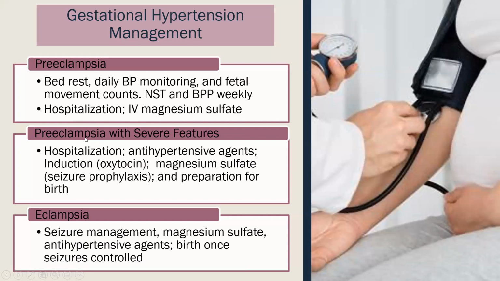If it's preeclampsia with severe features, this severe features would be any of those signs and symptoms that we talked about, then we are going to be hospitalized. Antihypertensive agents are going to be utilized, so we'll have parameters to keep those blood pressures. We might consider induction with Pitocin, oxytocin, magnesium sulfate for seizure prophylaxis, and preparing for birth.